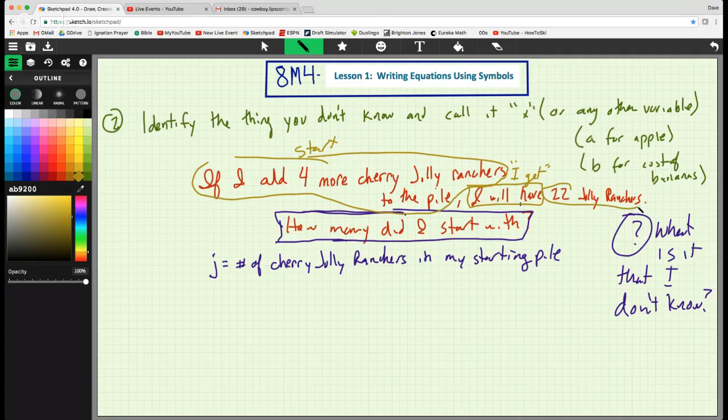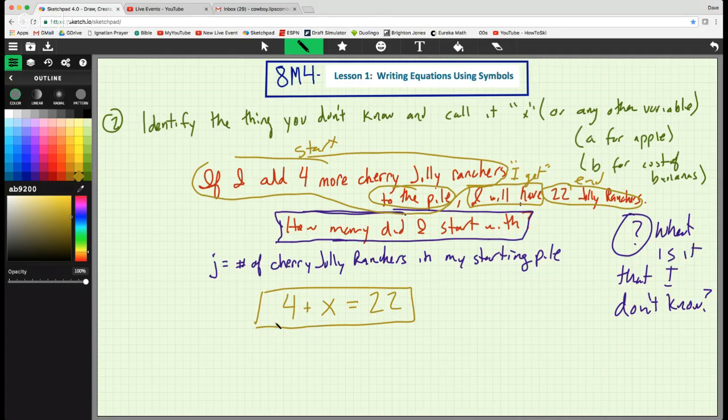And this is kind of my end. Well, this is really my start to the pile. So over here, I take my starting point of a pile, and I take 4 more, and I add it to a pile, the starting number of cherry Jolly Ranchers in the starting pile, and I'll have 22. And that's your equation.